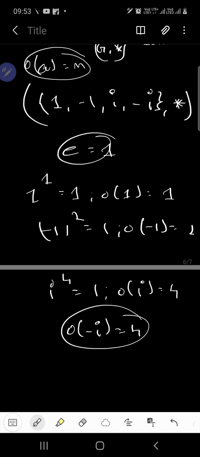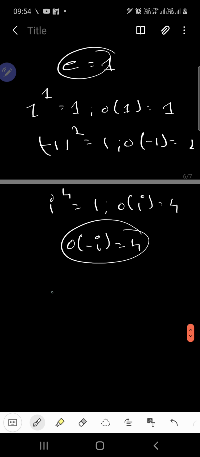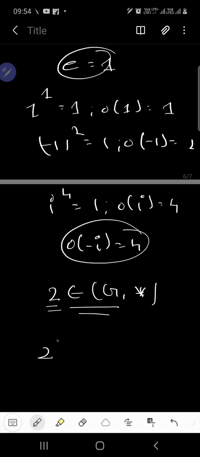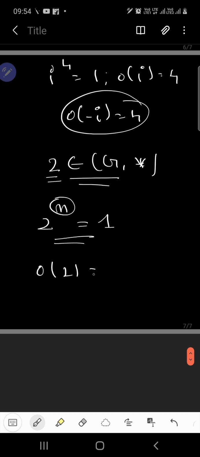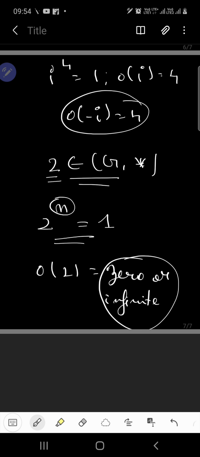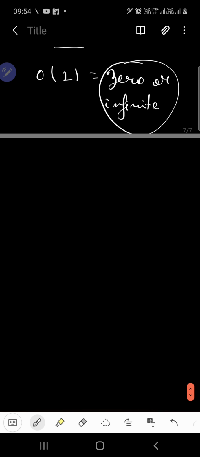Now suppose you have a multiplicative group where you have an element 2. 2 belongs to a multiplicative group G star, but you cannot have any least positive integer n such that 2 to the power n is equal to 1. Therefore the order of 2 is said to be 0 or infinite. You can use both terms. Okay, got it? So next we move on to the properties of the order of an element.